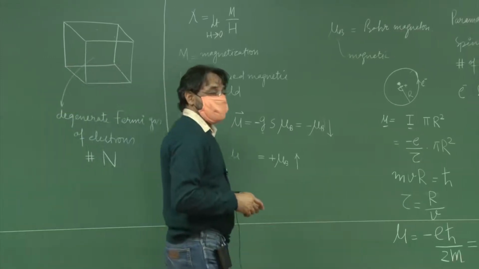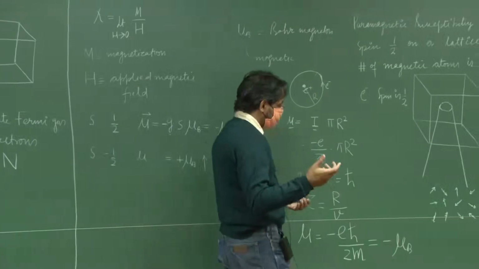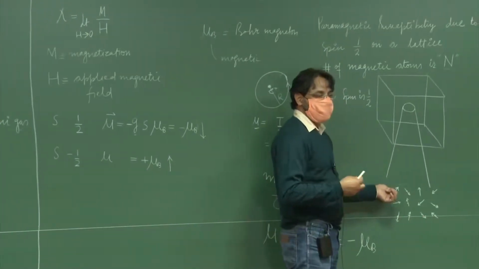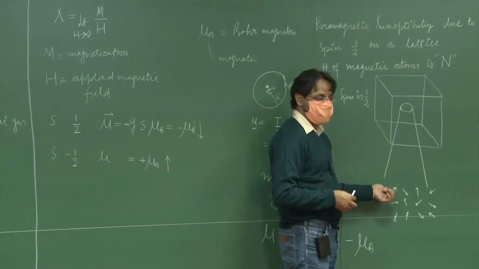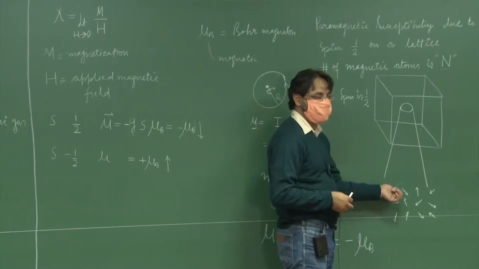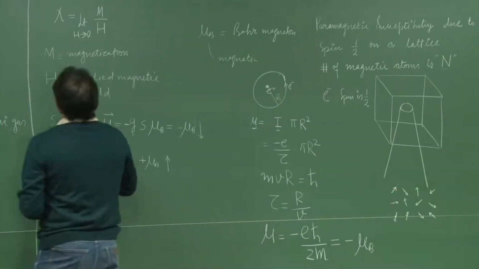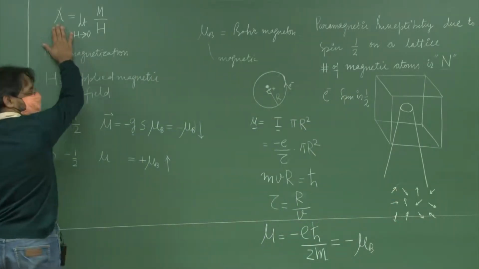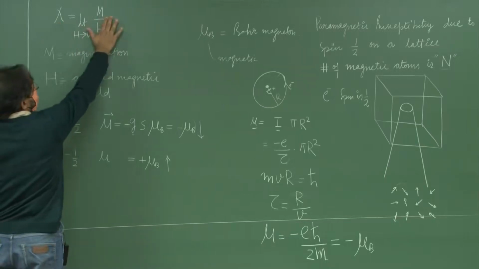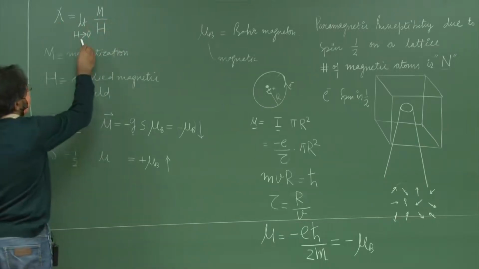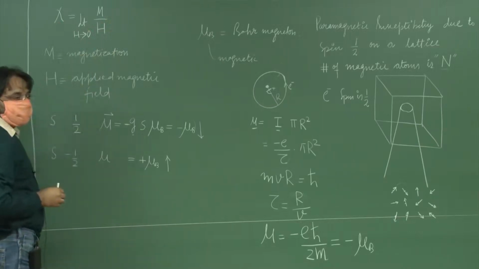Whereas, if you take the case of some material where you have an uncompensated spin 1/2 at each lattice site, then you have this kind of arrangement. So, the susceptibility is defined like this. Susceptibility is defined as magnetization divided by the applied magnetic field in the limit h tending to 0.